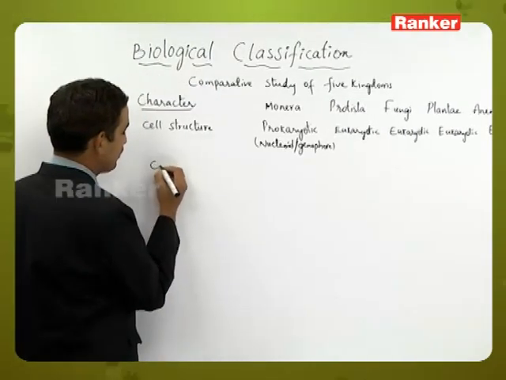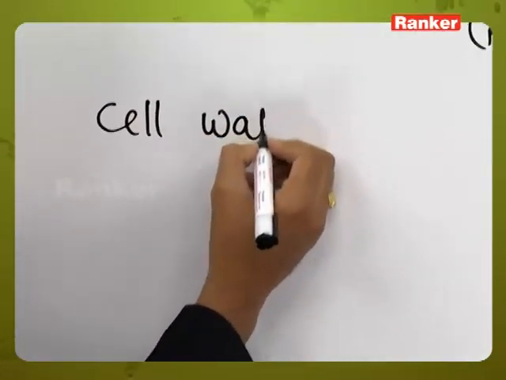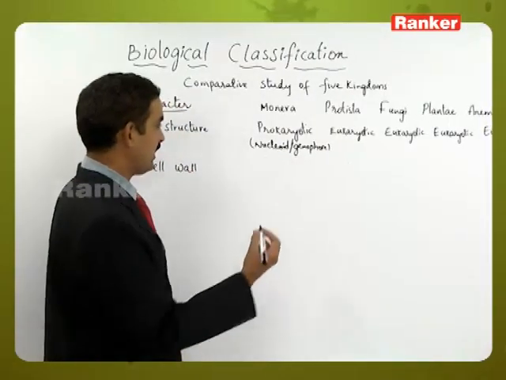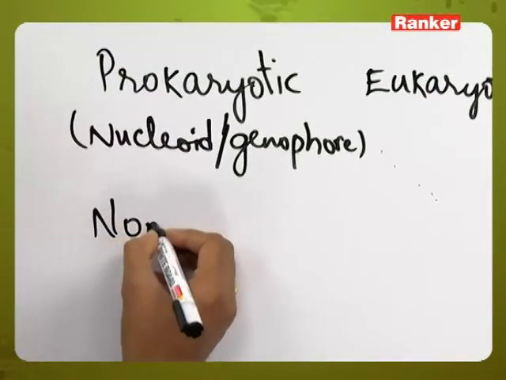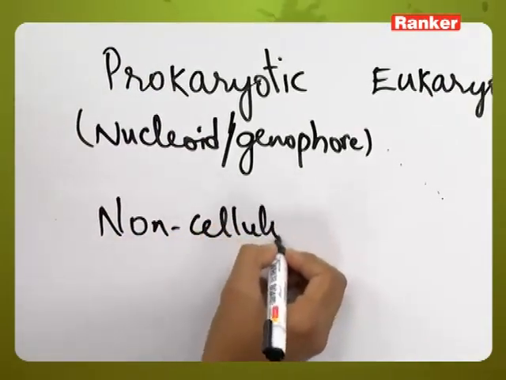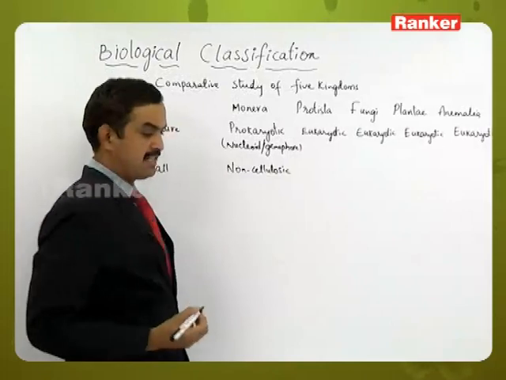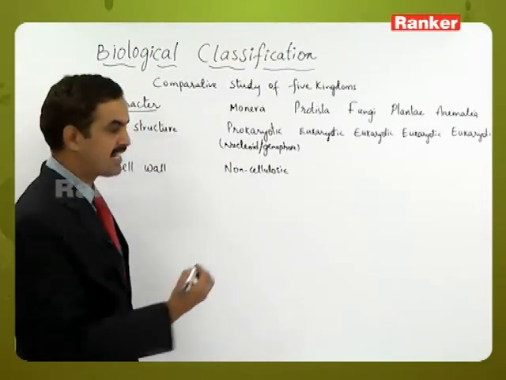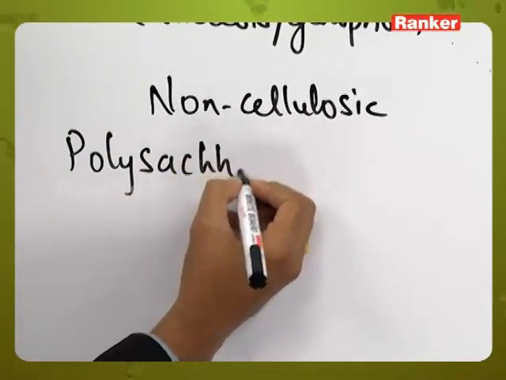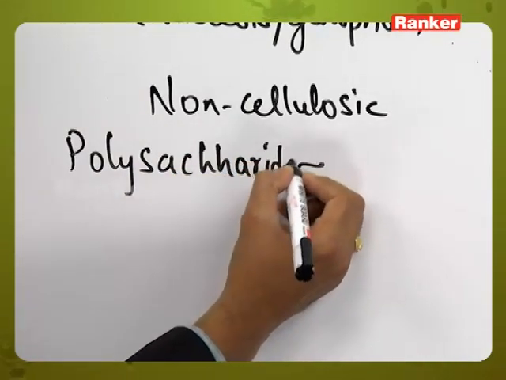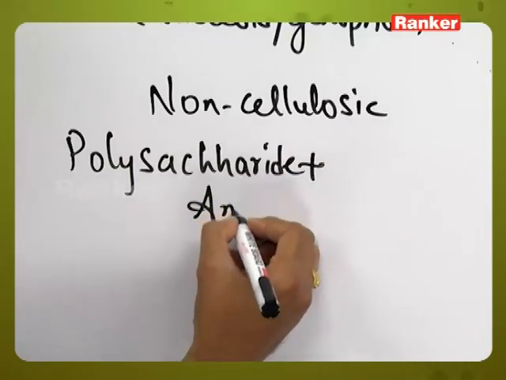Second character is the cell wall. Here in Monera the cell wall may be present, but it will be non-cellulosic, and this is made up of polysaccharides and amino acid.